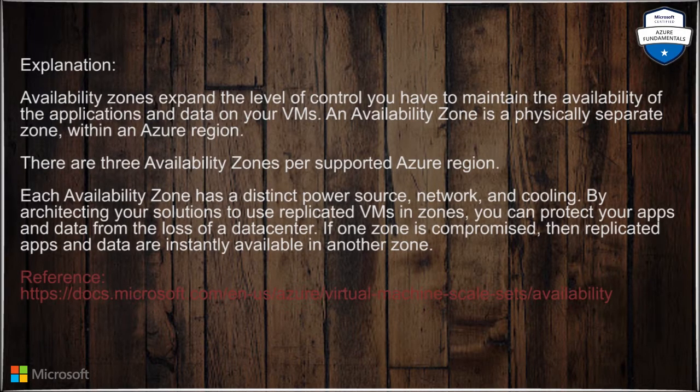Explanation. Availability zones expand the level of control you have to maintain the availability of the applications and data on your VMs. An availability zone is a physically separate zone within an Azure region. There are 3 availability zones per supported Azure region. Each availability zone has a distinct power source, network, and cooling. By architecting your solutions to use replicated VMs in zones, you can protect your apps and data from the loss of a data center. If one zone is compromised, then replicated apps and data are instantly available in another zone.